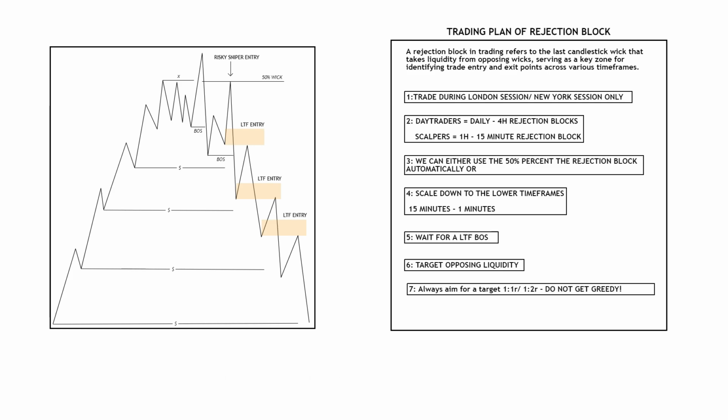For number one, we only trade during the London session and New York session. We do not trade the Asian session. That is the session that we do not trade. For number two, day traders equals daily and 4-hour rejection block. If you're a day trader, you will be looking for your rejection block from the daily and the 4-hour time frames only. For scalpers, we can scale down to the 1 hour and the 15 minutes, and then we'll be looking for our rejection block.